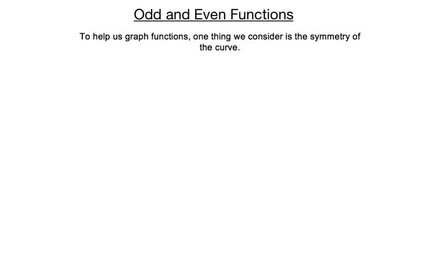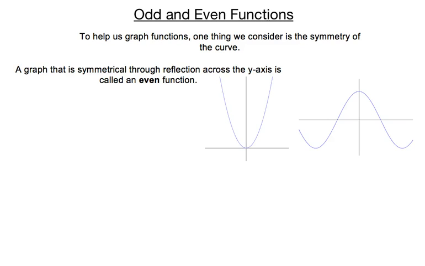In this video, I want to have a look at odd and even functions. To help us graph functions, one of the things that we should consider is whether the graph is symmetrical. The first type of symmetry we look at is called even symmetry, and that's where the graph is symmetrical through a reflection over the y-axis.